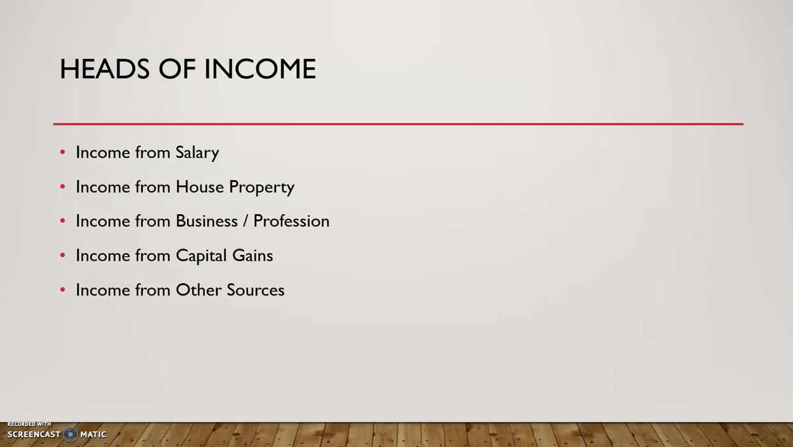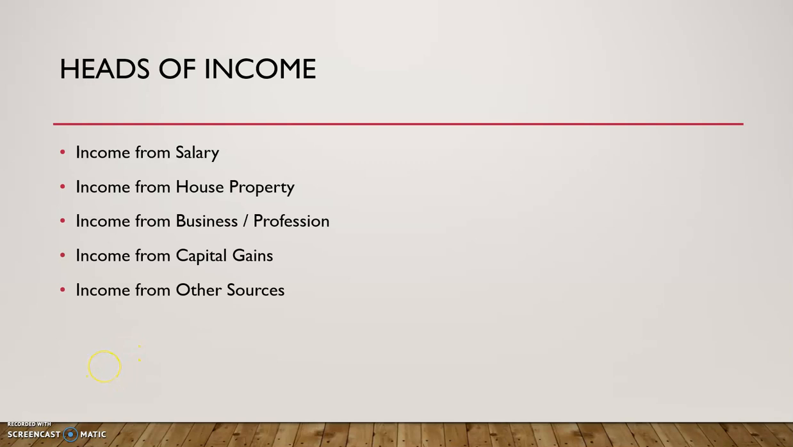So basically there are 5 heads of income: income from salary, income from house property, income from business and profession, income from capital gains, and income from other sources. Income from salary consists of income earned from salaried employment. For example, if you're working somewhere and there is an employer-employee relationship, that particular income is known as income from salary. Now, what is income from house property?